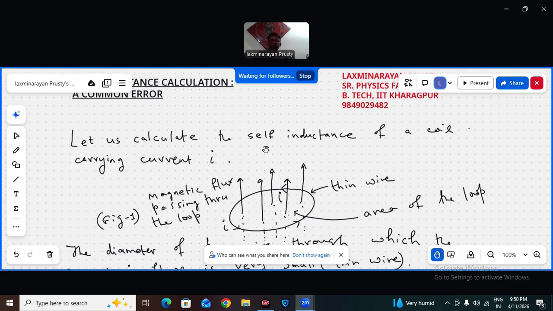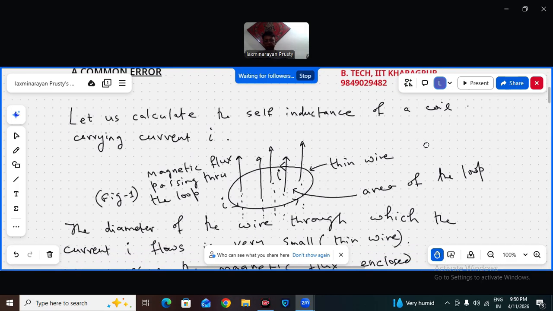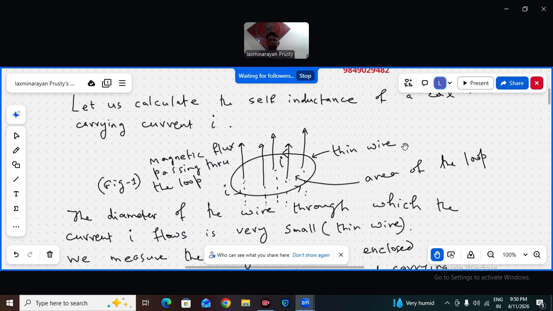So let's calculate the self-inductance of a coil carrying current I. See this diagram. Even if it doesn't carry current, its self-inductance will be there because it's a geometric parameter. To calculate self-inductance, we may have to pass current, measure flux, and take the ratio. That's what we do, similar to the capacitor. Capacitance of a capacitor does not depend on whether it has charge or is uncharged.